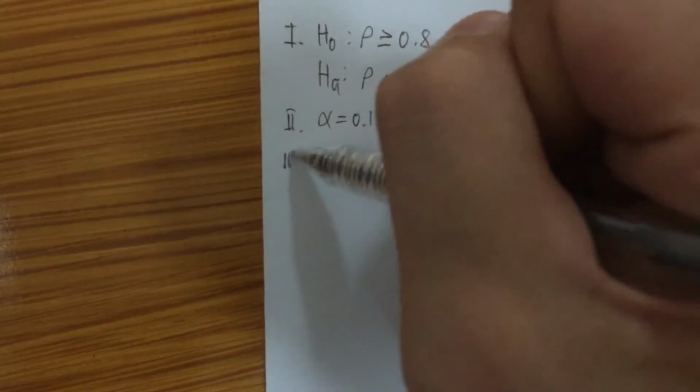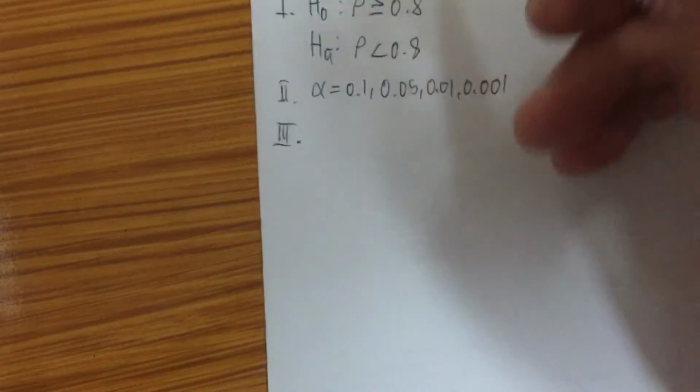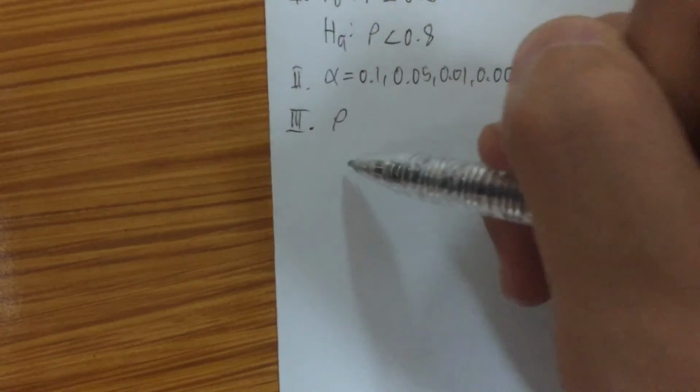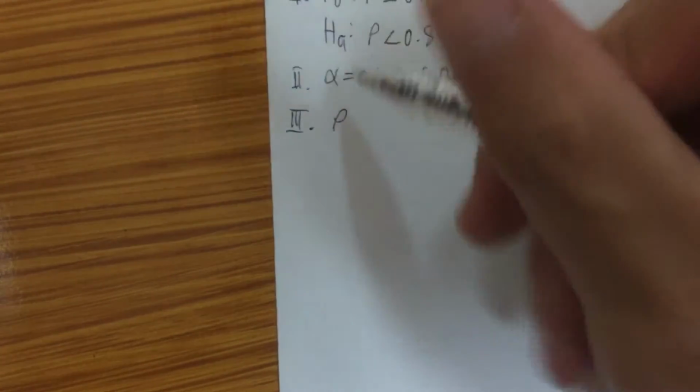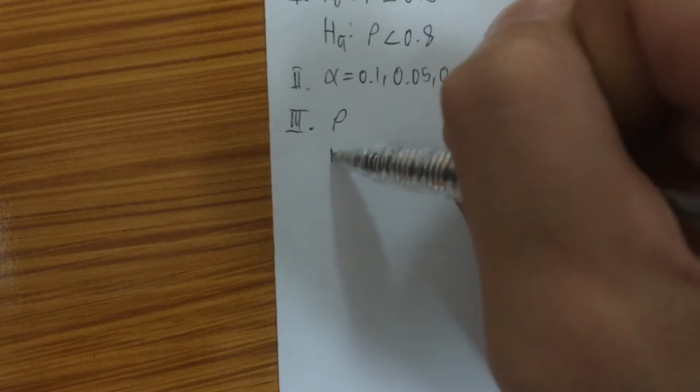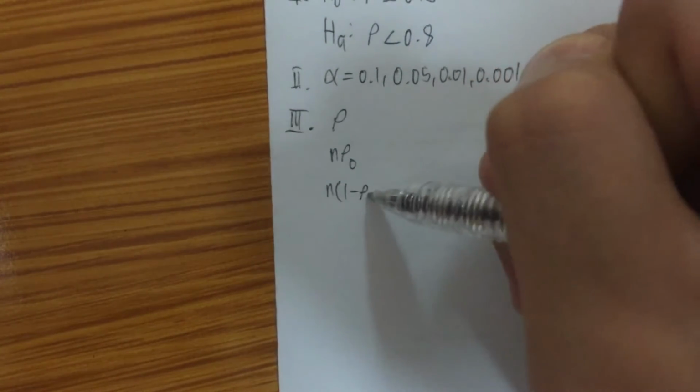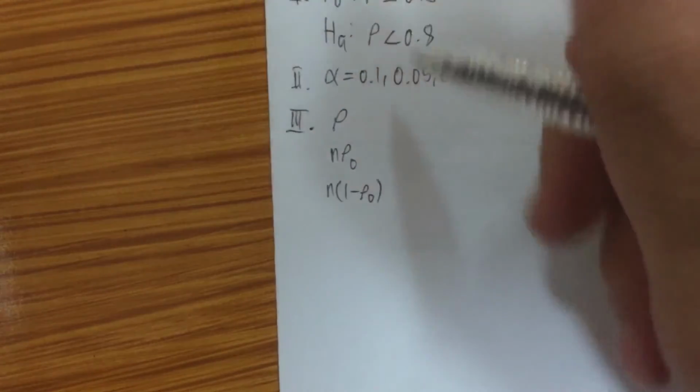And here, in step 3, we will identify the correct test. So first, we are making inferences about the population proportion. Now, we want to know if the sampling distribution of the sample proportion is normal. And to check that, we will use these two equations, again, consistent with the central limit theorem.